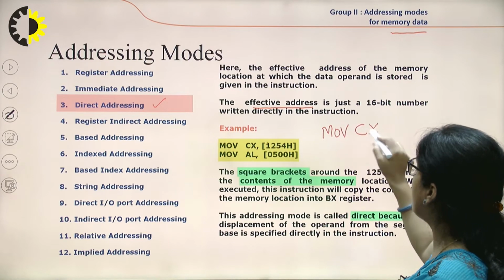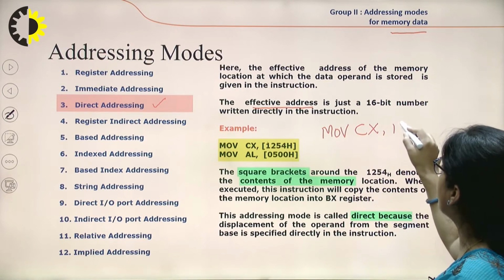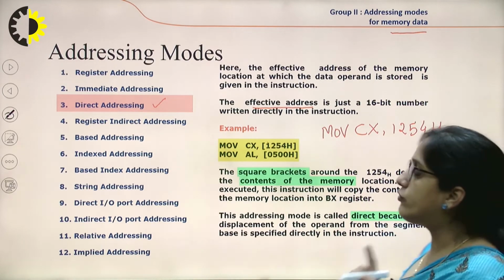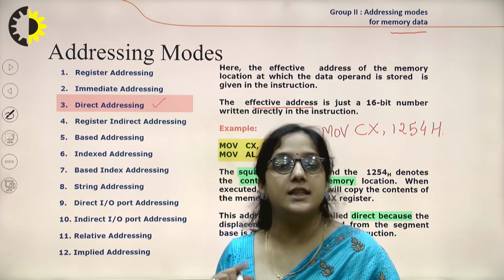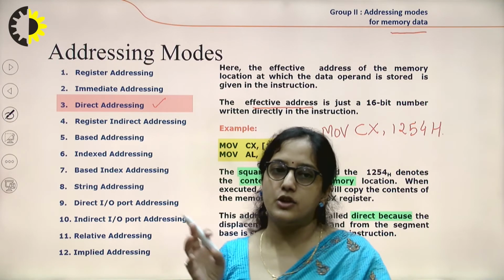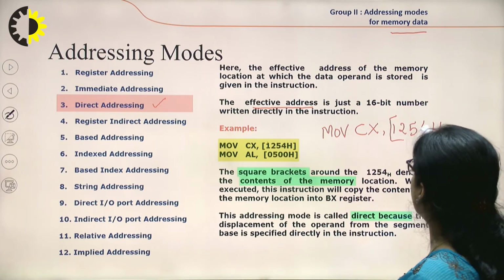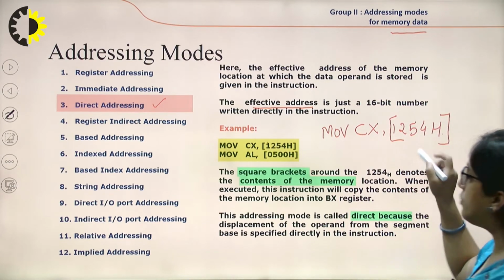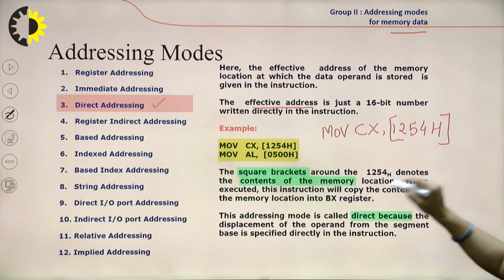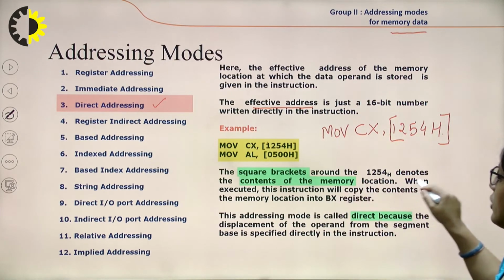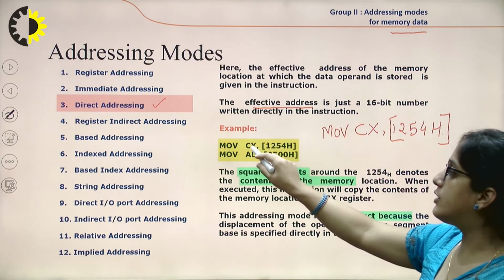For example, if by mistake I have written it like 1254H, then in this case this 1254H will be considered as immediate data, and this data is stored in CX. But if I have to store the content of this particular memory location, then I have to put it in square brackets, and when the square bracket is there, it specifies that the content of the memory location has to be transferred to CX.